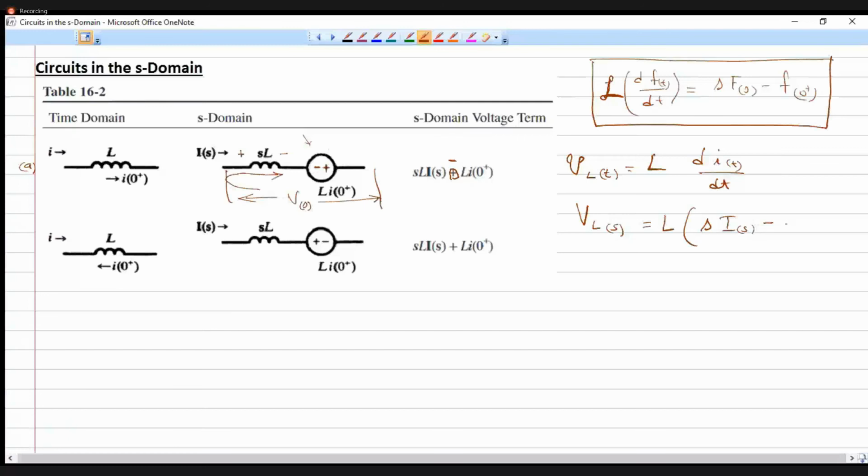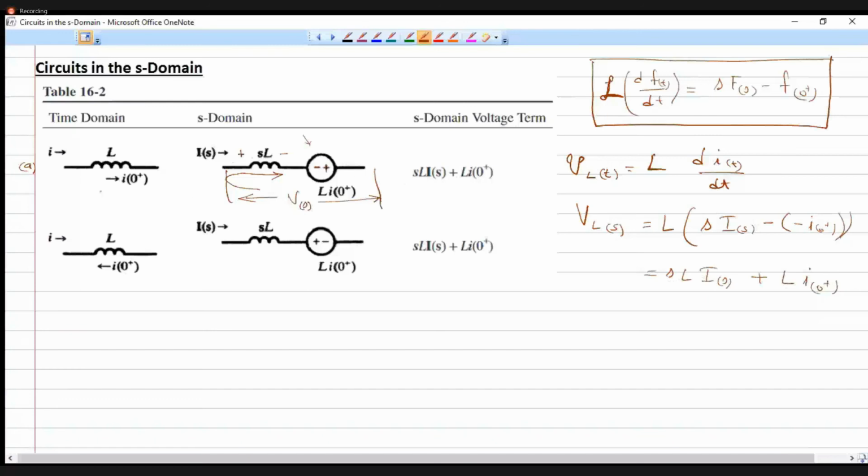Okay. So there's no mistake here then. So that will be taken as minus of minus I naught plus. Okay. So that will be equal to S into L into I of S plus L into I of 0 plus. So that is how we have replaced this with this particular model.